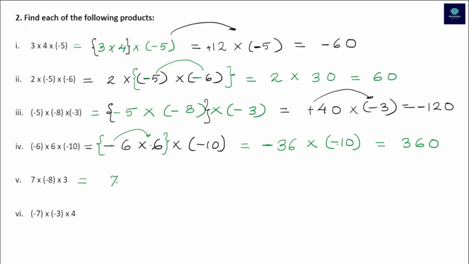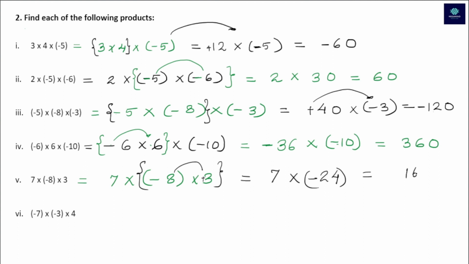Next, 7 into minus 8 into 3. Let us multiply these two together. So 7 gets multiplied with, 8 threes are 24 minus, and this is a positive one. So minus plus is minus. Now what will be our answer? 7 into 24 is 168, and since 7 is positive, 24 is negative, so plus minus is minus.